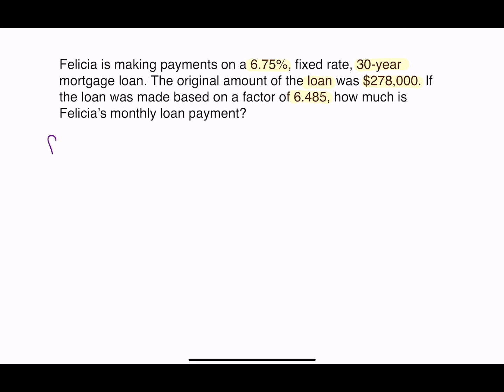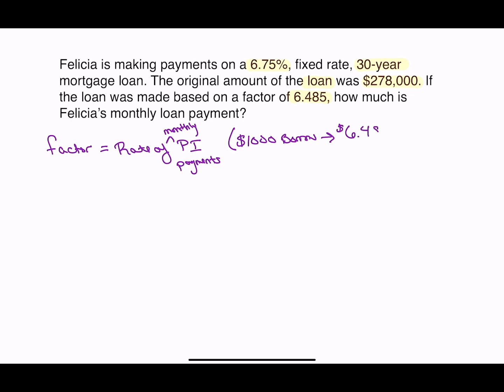Now first, let's talk about what a factor is. I like to teach a factor as a rate of monthly P&I payments. That's monthly payments. So for every $1,000 that you borrow, you're going to pay, in this case, $6.485. So if you borrow $1,000, you would be paying $6.48 for 30 years every month until it was paid back. If you borrow $2,000, you'd be paying $12, almost $13 every month until it got paid back. So if you borrow $3,000, you'd be paying 6.485 3 times, and that would give you your monthly payment amount.